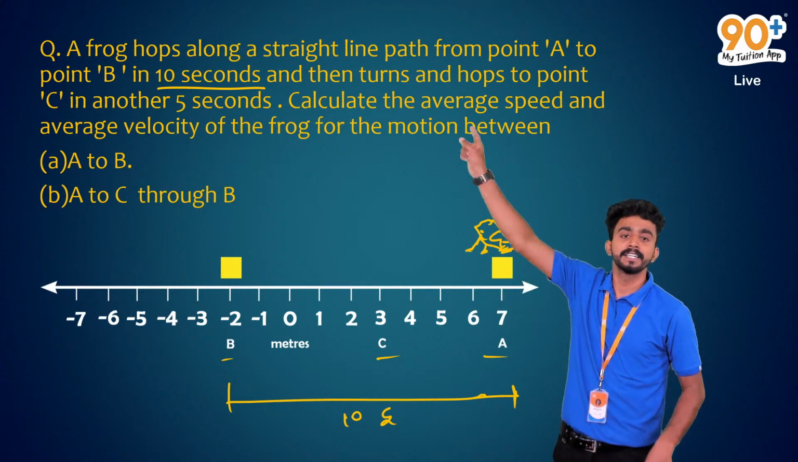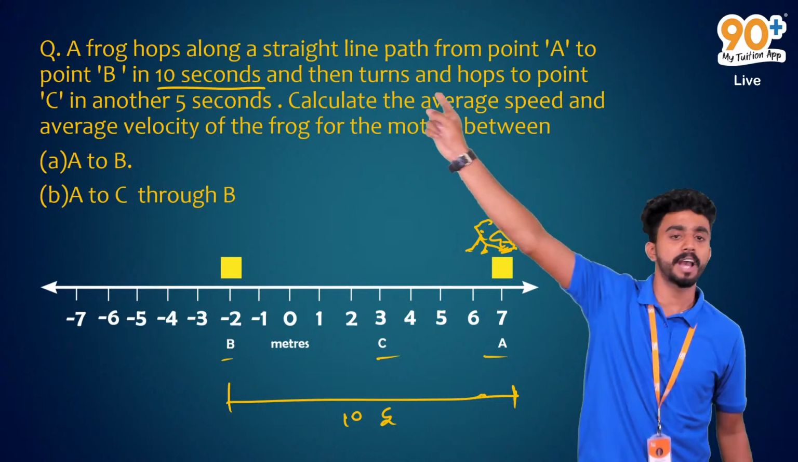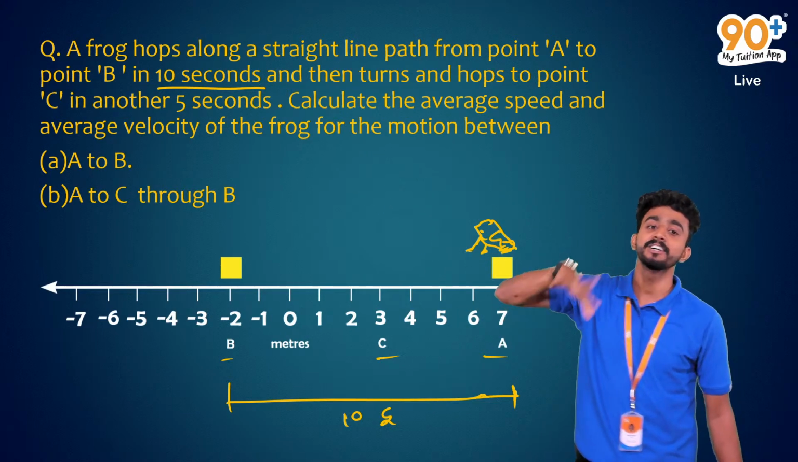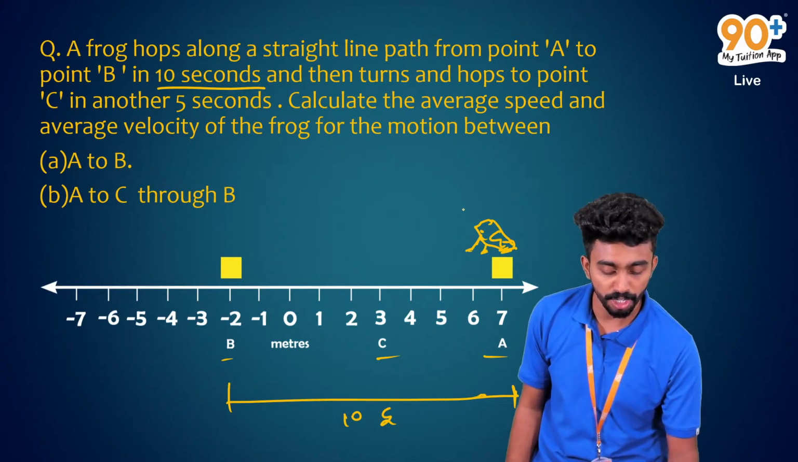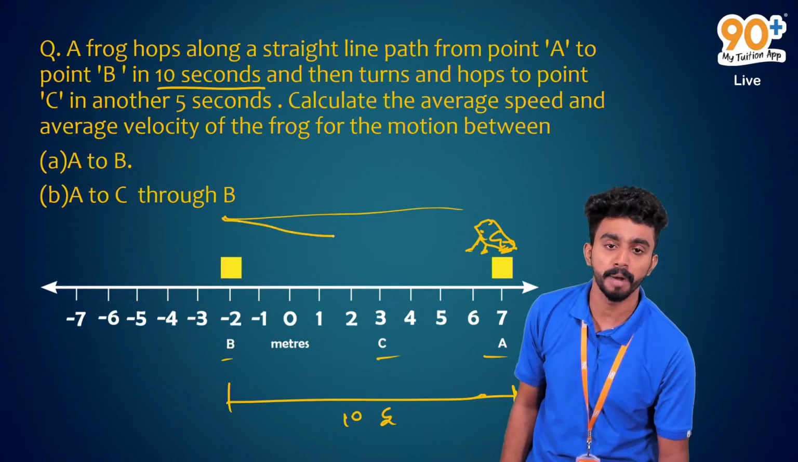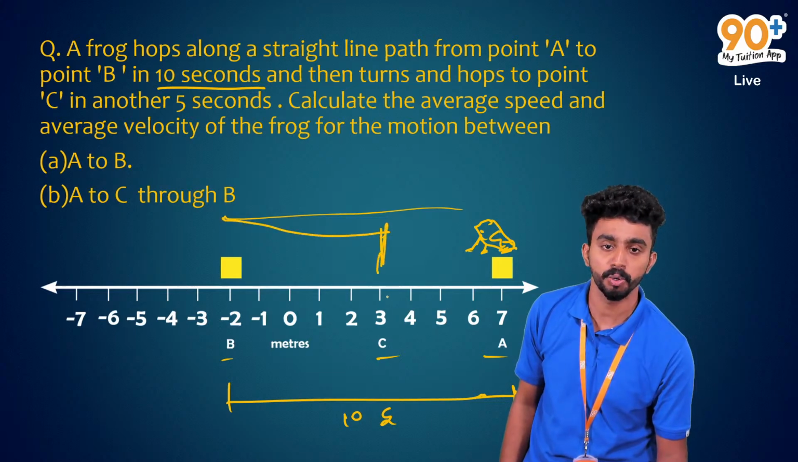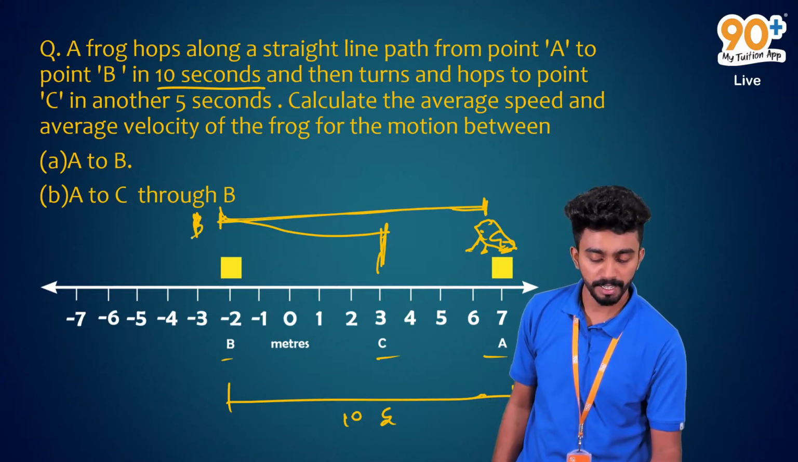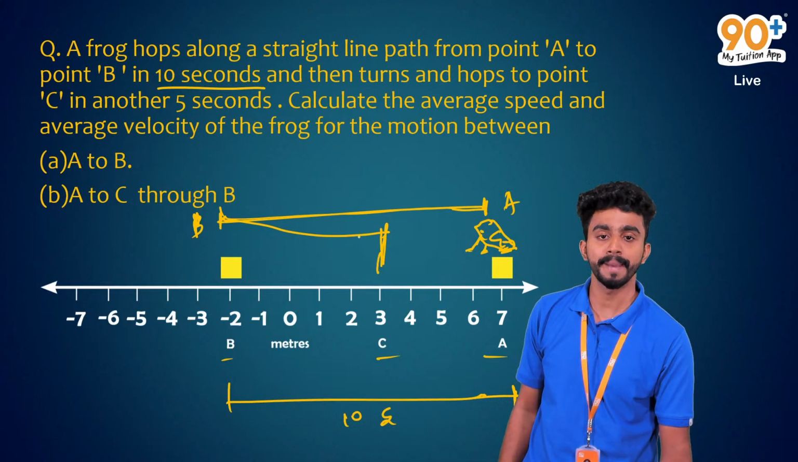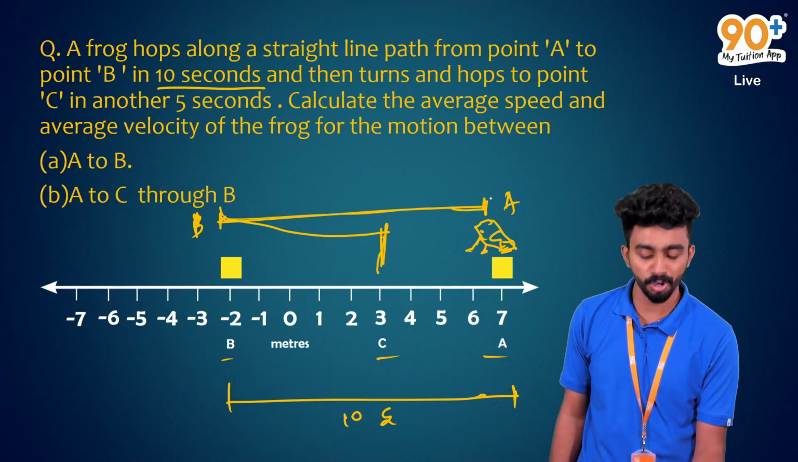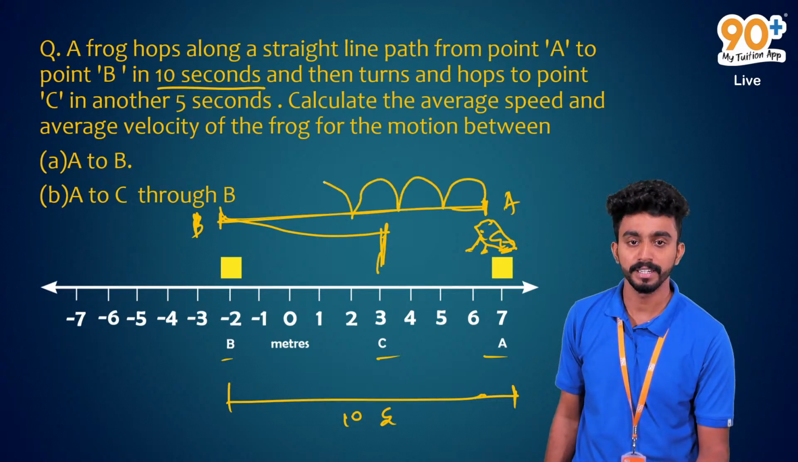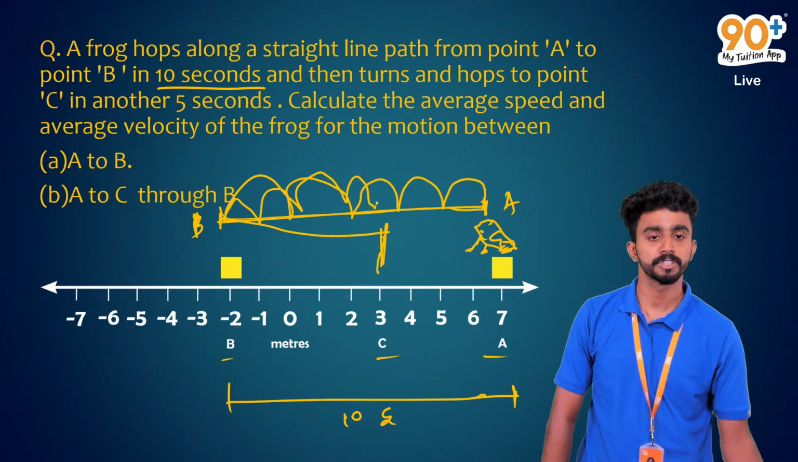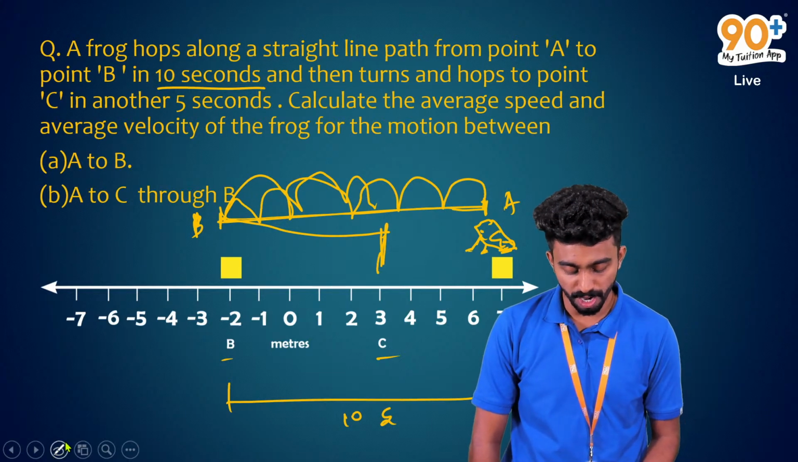Now, the frog then turns and hops to point C in another 5 seconds. So the frog will be going all the way till here and will be coming back to the point C. Can you see point C over here? We'll be going from A to B and will be coming back to C. The frog will hop like this and then will come back to C. Got it, everyone?